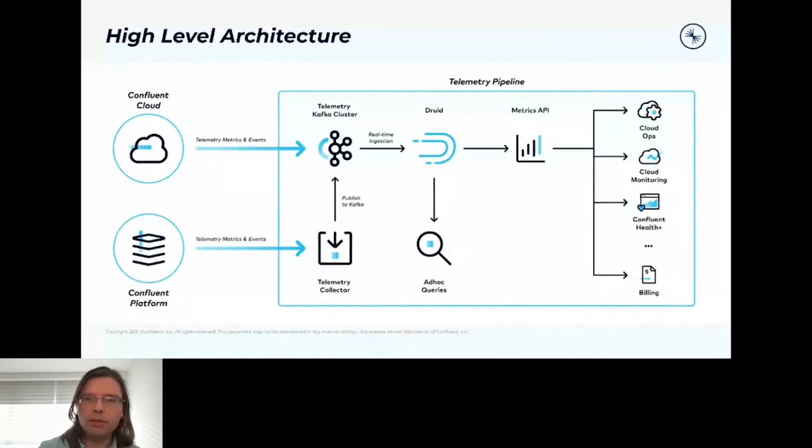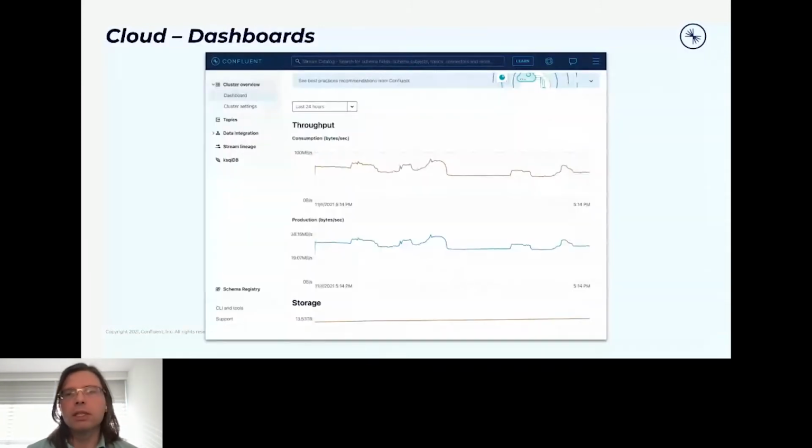So let's talk a bit about some of the use cases, some of the products that we built using all this data. The first and most obvious one, of course, is our cloud dashboards.